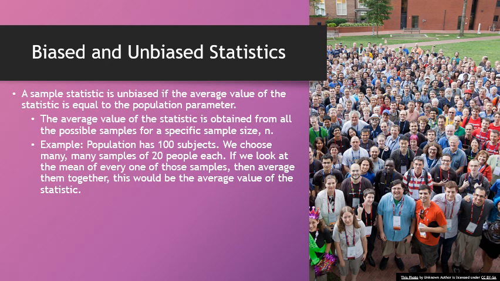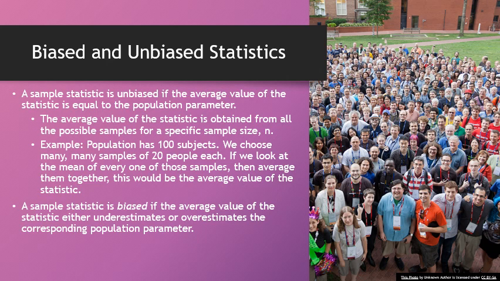Example, the population has 100 subjects. If we look at the mean of every one of these samples of 20 people each that we choose, then average those means together, this would be the average value of the statistic. A sample statistic is biased if the average value of the statistic either underestimates or overestimates the corresponding population parameter.